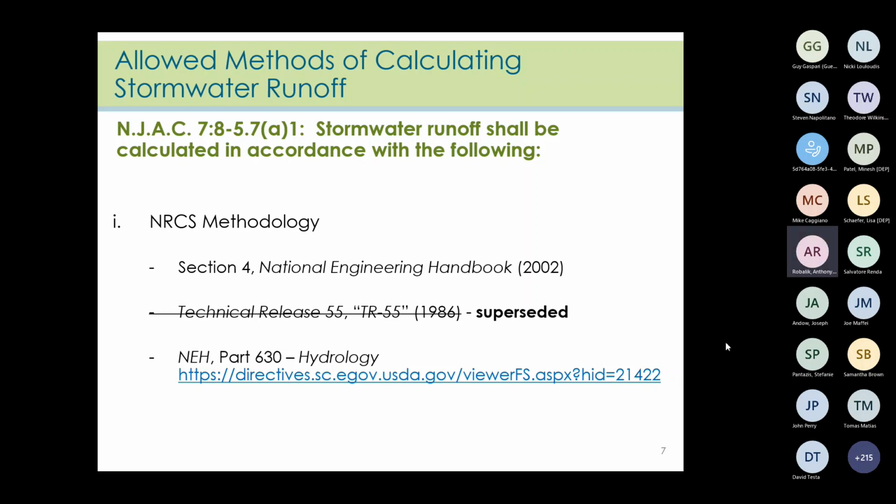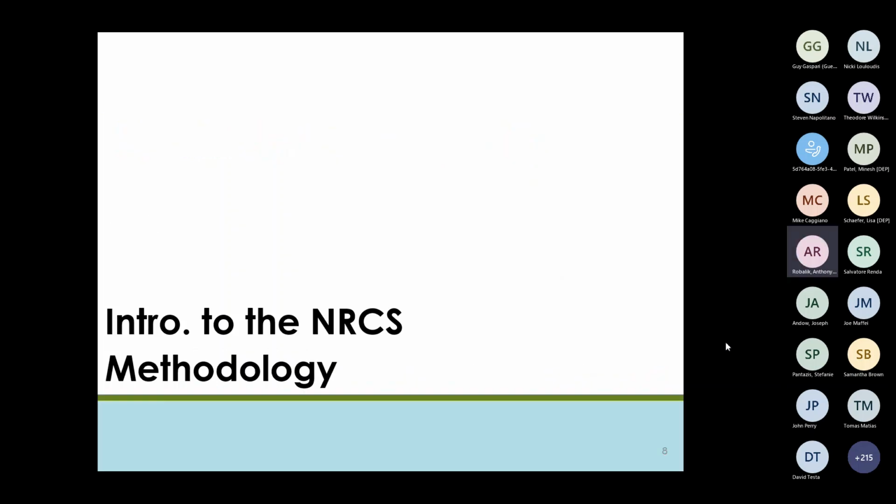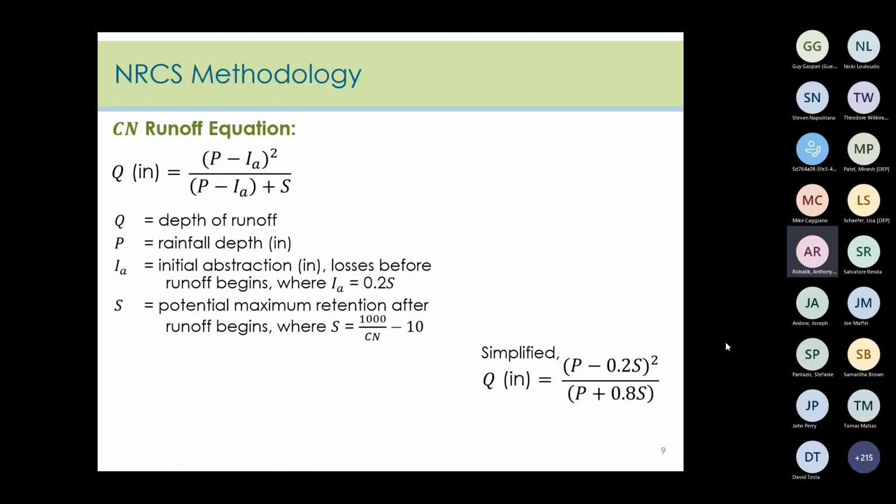The NRCS method can be used for a drainage area of any size, but the area is subject to the rule requirement that the relative stormwater runoff rates and/or volumes of pervious and impervious surfaces be separately considered to accurately compute the rates and volumes of stormwater runoff from the drainage area. But we'll get into that a little later on. So now let's take a closer look at the NRCS methodology.